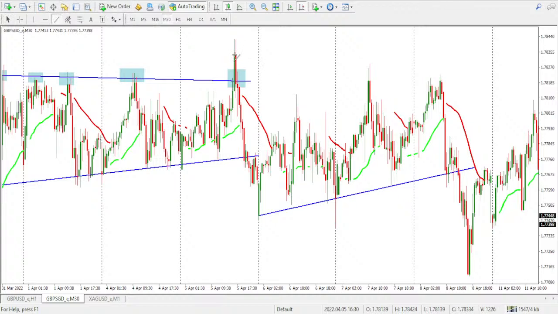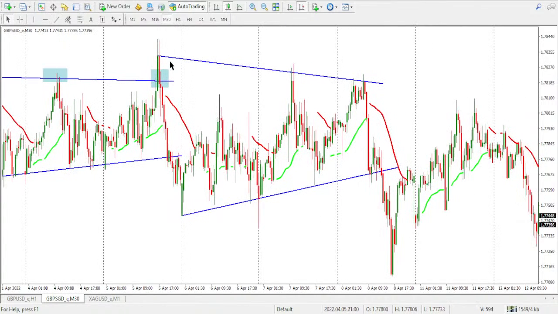And then we have another one. So we have a resistance here, a resistance, a resistance, and then on the lower side we have a support, a support, and then a support here. After this breakout, the price pulled back, did not touch the same trend line. It actually touched it on this date here. So possibly you could have taken a sell while the price was here, expecting the sell to push us down.